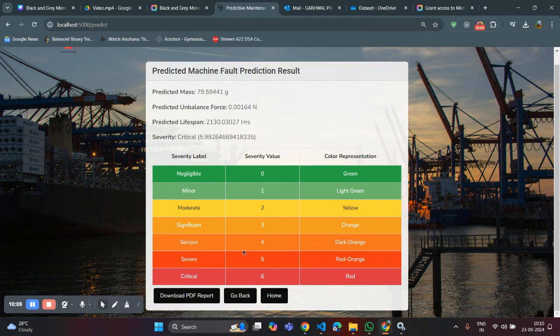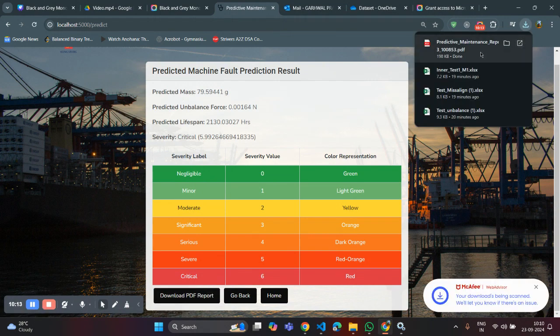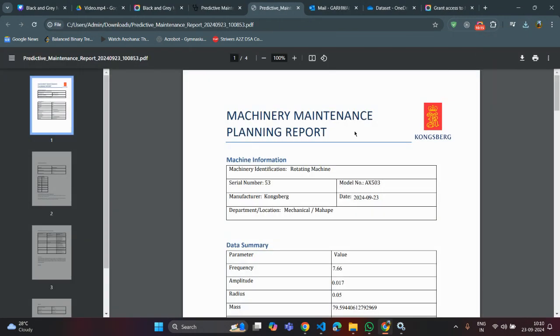Then we can generate the report also. You can see the report is being generated by the machine. It is an automatic report generated by the system. The report contains all the information, like which machine you have used, what the serial number is, who the manufacturer is, and the date of usage.